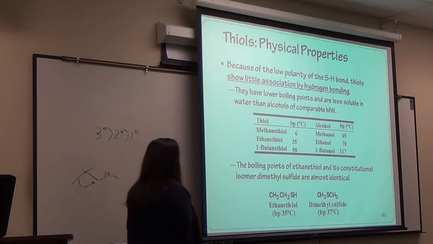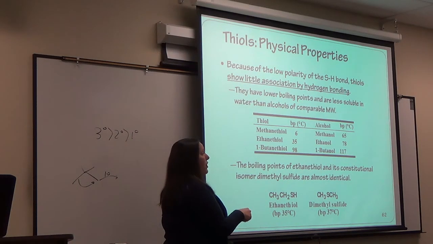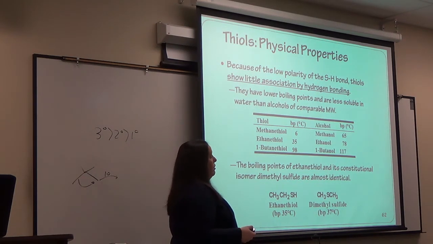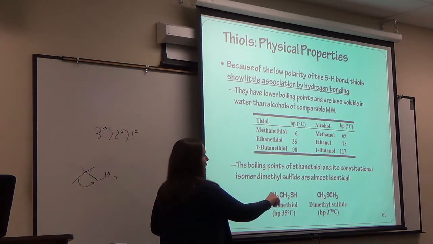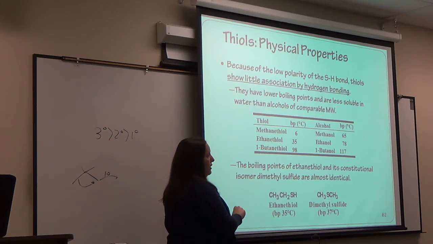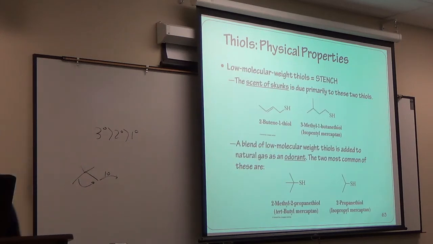Okay? And then for constitutional isomers, remember that the ether is a constitutional isomer of the alcohol, and there's a huge difference in boiling points. Okay, here you don't see any change because again, there's no hydrogen bonding really here. So you're not losing anything when you make the sulfide, which is the ether, right? There's no more H there.